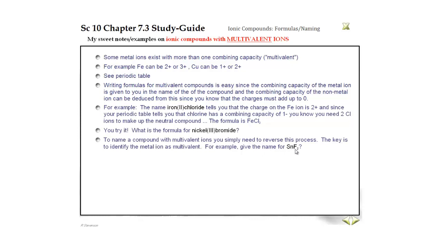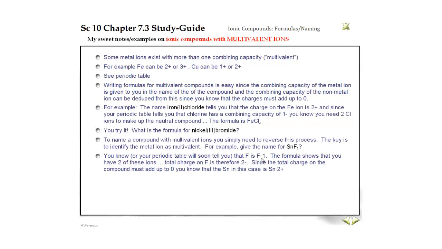Fluorine, you already know, is going to be fluoride. Tin, if you look on your periodic table, exists in more than one combining capacity. Fluorine, like I said, is -1. The formula shows you that you have 2 of these ions. The total charge on fluorine is therefore -2. Since the total charge on the compound must add up to 0, you know that the version of tin that you have on your periodic table has to be tin 2+. And again, in a name, that would be shown as the tin with a Roman numeral. The name of this multivalent compound is therefore tin, in brackets, Roman numeral 2, fluoride.